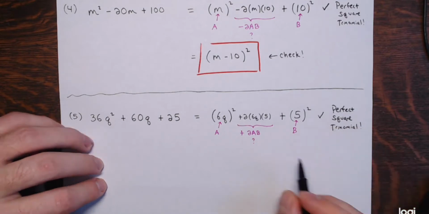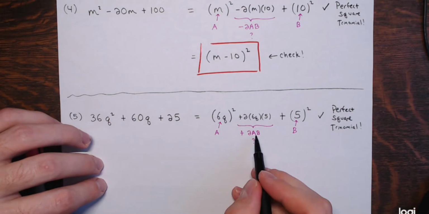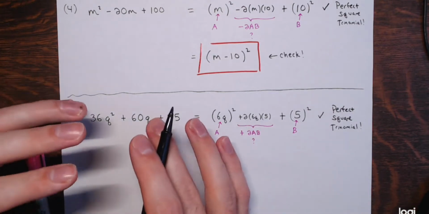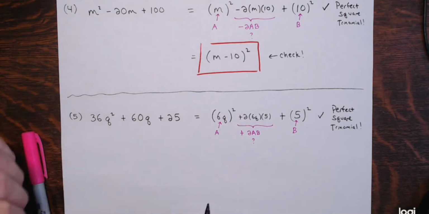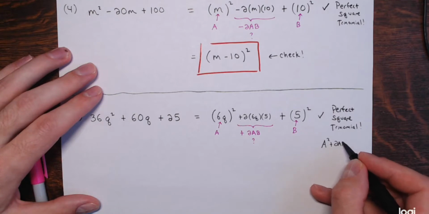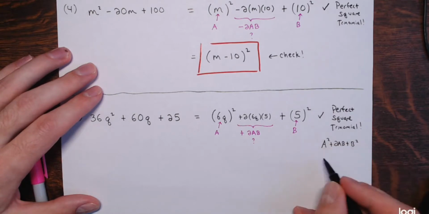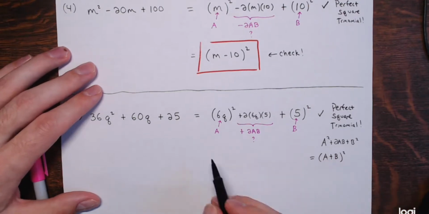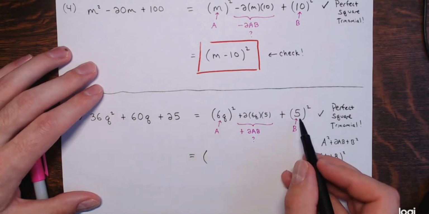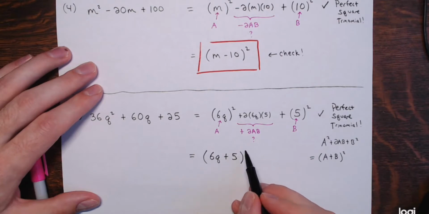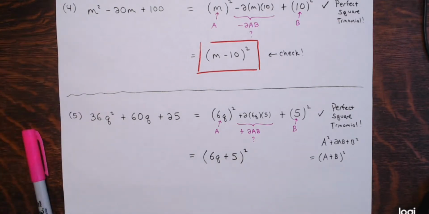And once again, if this 2ab wasn't the middle term, that means it's not a perfect square trinomial, and you've got to try something else. All right, and we have this form now, right? A squared plus 2ab plus b squared, and this will factor to a plus b to the second power. So this will factor to the quantity 6q plus 5 squared. And there you go, totally factored.